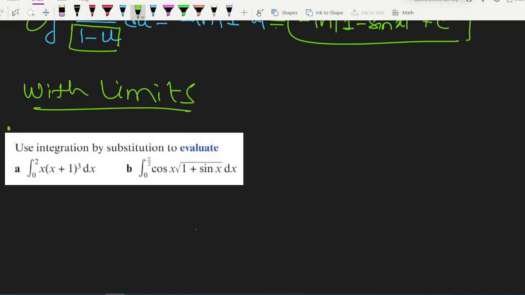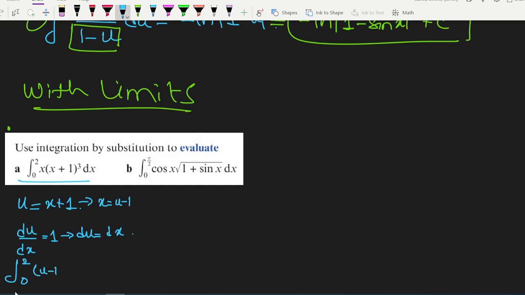So now in part A, let's take the substitution as u equals x plus 1, right? So du over dx equals 1. This gives du equals dx. So the integral becomes 0 to 2. If we make x the subject, we get u minus 1, right? So we get u minus 1 and u cubed du.